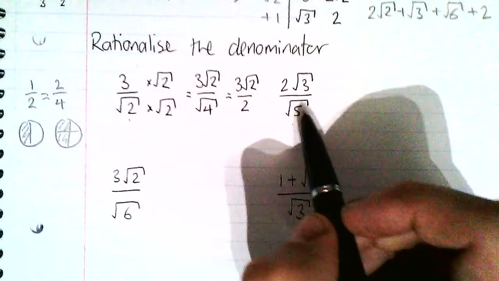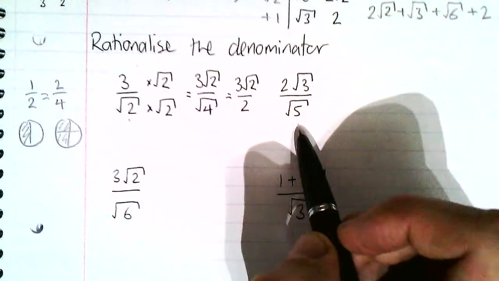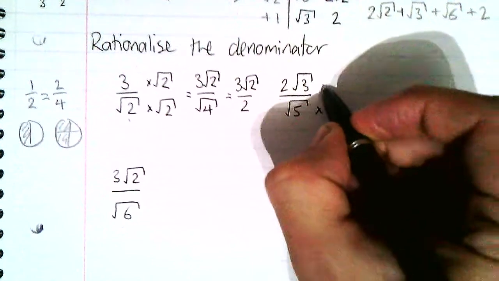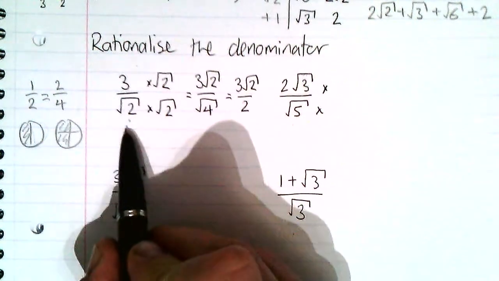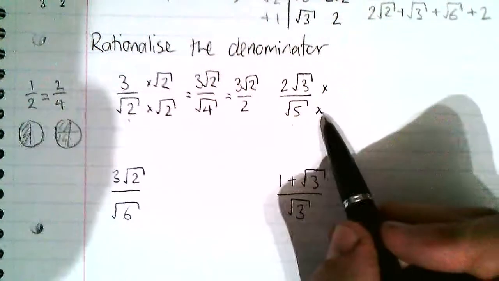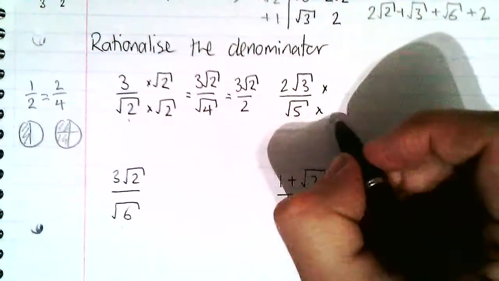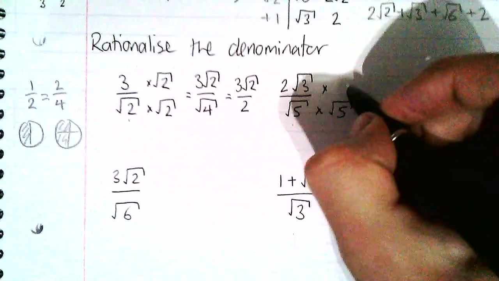So we're going to do the same thing here now with this one. We're going to multiply the top and the bottom by the same thing. Here I multiplied by the square root of 2 because the denominator was the square root of 2. So here I'm going to multiply by the square root of 5 because the denominator is the square root of 5.